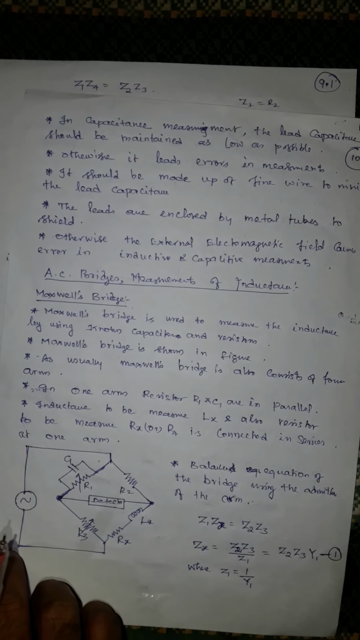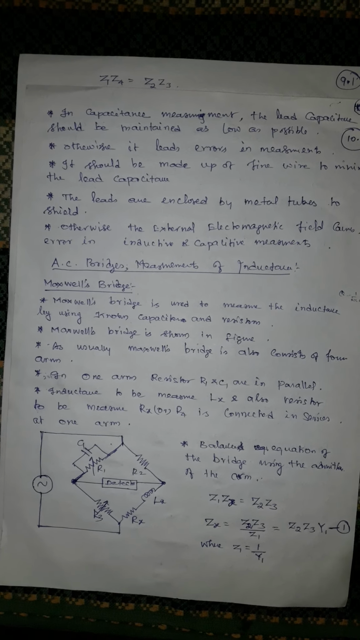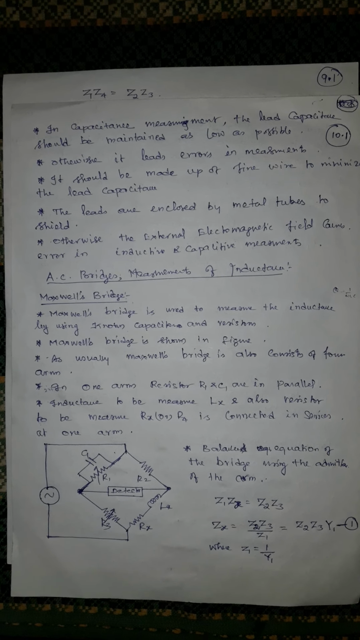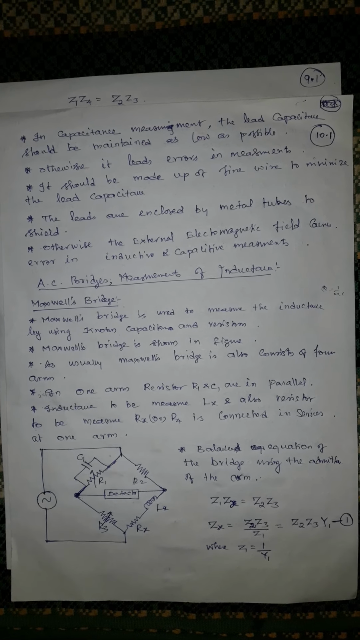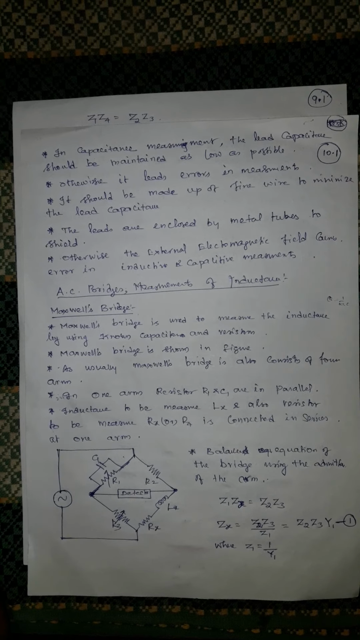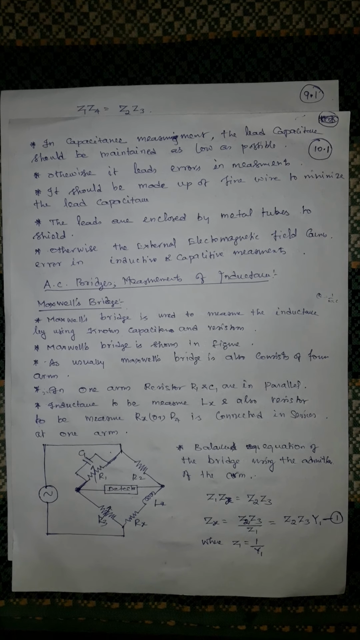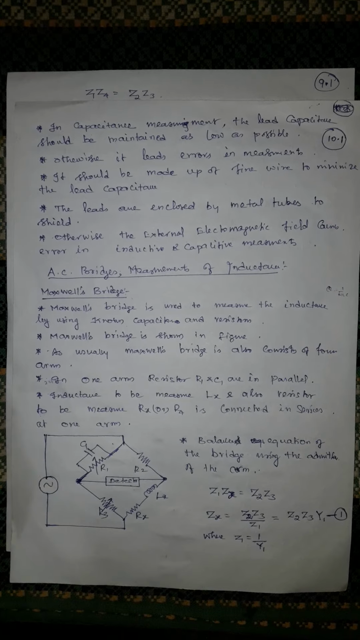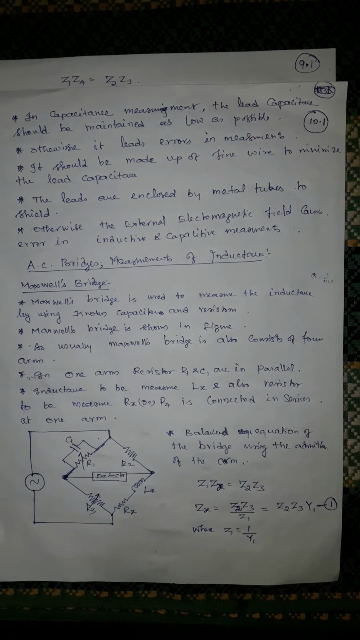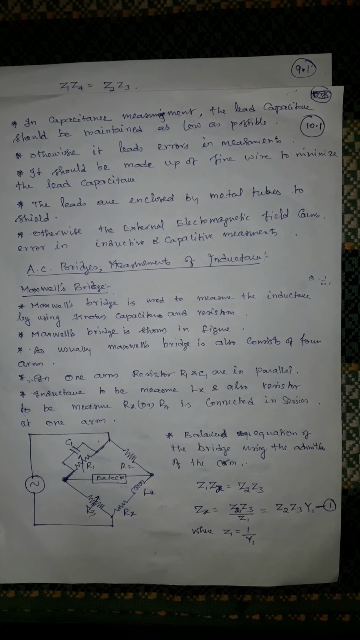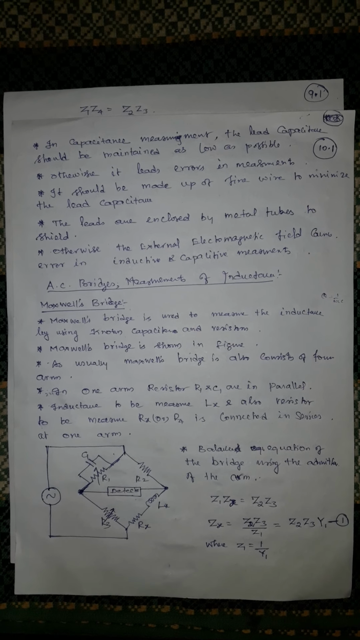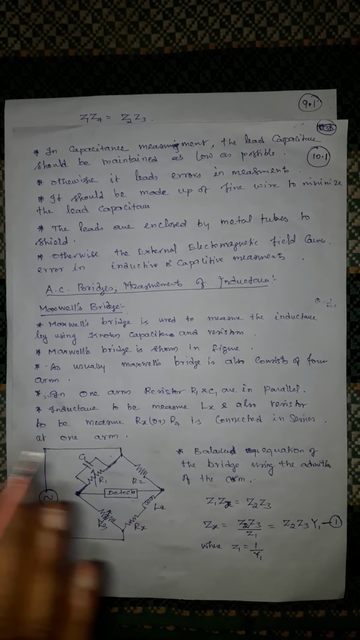In the capacitance measurement, the lead capacitance should be kept as low as possible, otherwise it leads to errors in the measurement. The wire should be made of fine wire to minimize the lead capacitance and avoid the capacitive effect. Then the leads are enclosed by metal tubes to shield them. Otherwise, the external electromagnetic field causes errors in inductive and capacitive measurement.